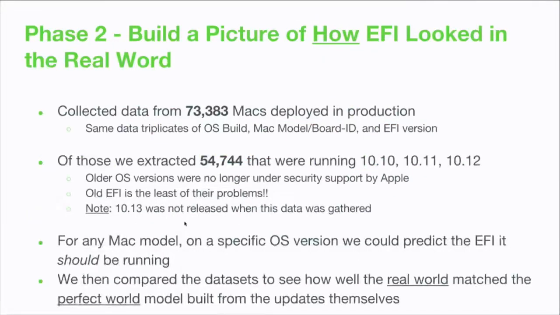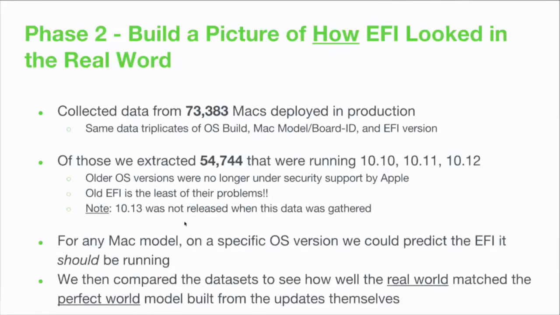The second phase, now we are looking into analyzing data from the real-world system. So that first phase was just looking at what Apple had released. The second phase is looking at what's out there. Through friends of Pepijn, we managed to get data from over 73,000 systems. Of those 73,000 systems, almost 55,000 of them were running 10.10, 10.11, or 10.12.